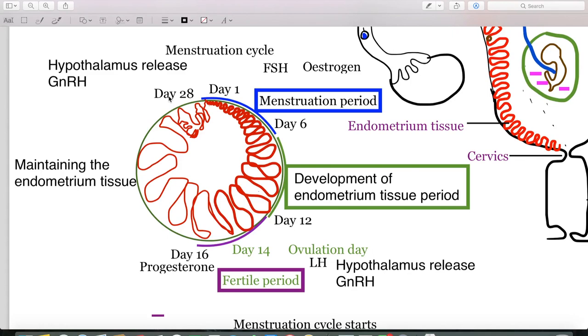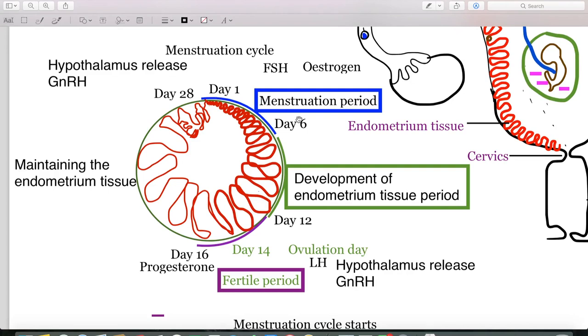But if she is getting a very irregular menstruation cycle, where sometimes she gets it within 14 days, and then sometimes she has to wait about 2 or 3 months, this is an irregular pattern of menstruation cycle. That means something is wrong with her endocrine system that regulates her menstruation cycle, and she has to seek medical treatment. So when we look at the standard menstruation cycle, it goes from day 1 until day 28.